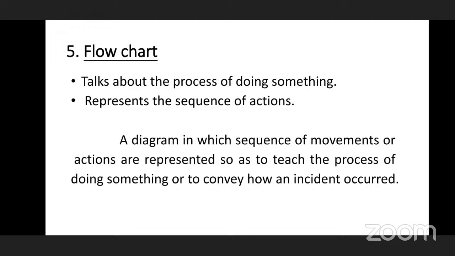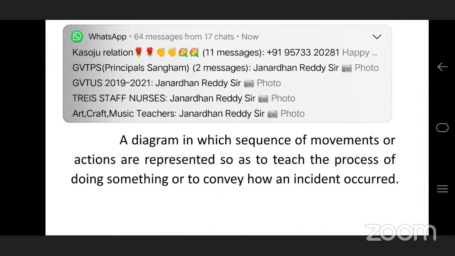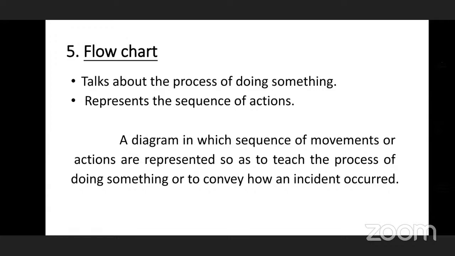And a flowchart represents the sequence of actions. The first one says the process of doing something, whereas the second one explains the sequence of actions in that process, how a particular action should be done. Step 1, step 2, step 3, what should be done after that. So each action is clearly discussed in a flowchart step by step.